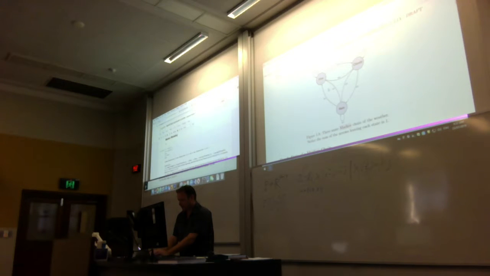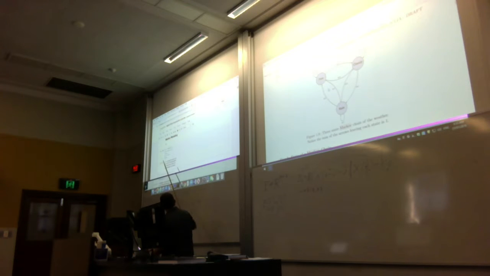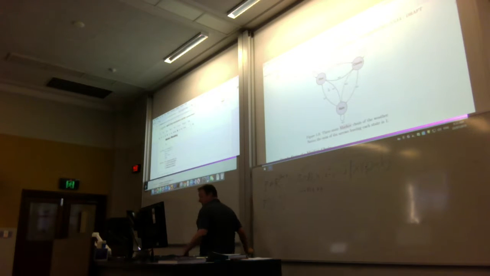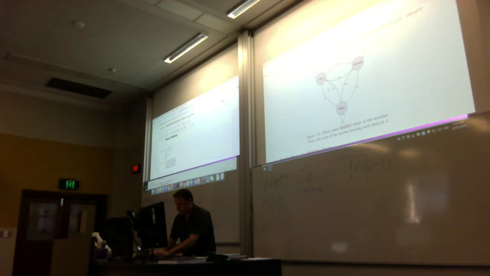Okay, let me just fix this. I'll do b as rand of 3 by 1. Just so you see, let's take b not as just a list, but b is really a matrix, which is a vector of 3 by 1. And now we don't need this.